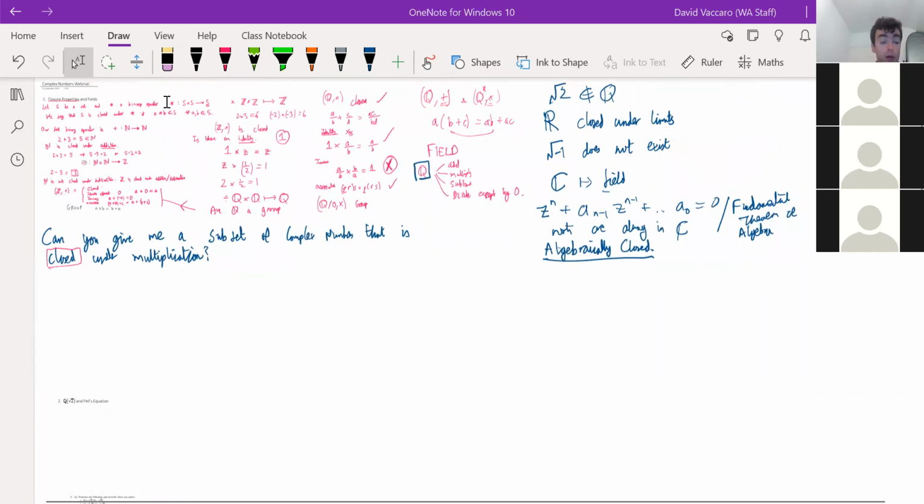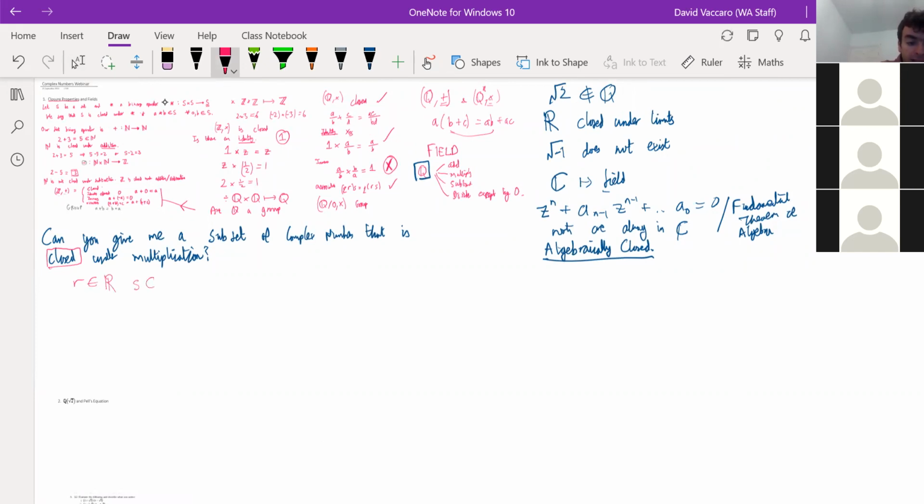Yeah, the reals is one. Because if R is real and S is real, then R times S is real. There's another natural family of complex numbers, which is not a subset of the reals, which is also closed under multiplication.